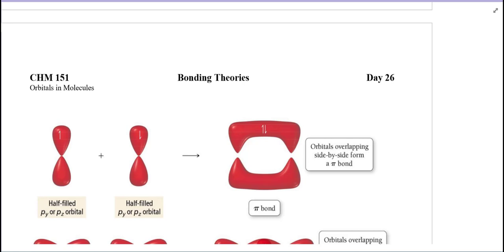Hey guys, welcome back. We're going to introduce MO theory a little bit here. We'll talk about orbitals and molecules and how they bond. We don't go that much into MO theory because we don't really need to.